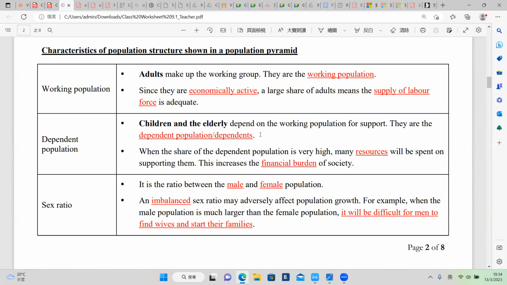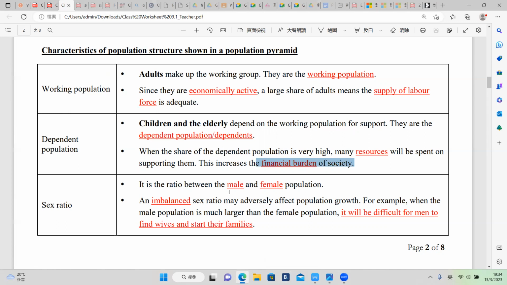But how about the dependent population? If there are too few, there will be a decrease of the labor force supply at a later stage. If there are too many dependents, it becomes a financial burden on society, because we need to pay a lot for education and medical services to help the dependent population. Whether children or elderly, they need a lot of medical support.